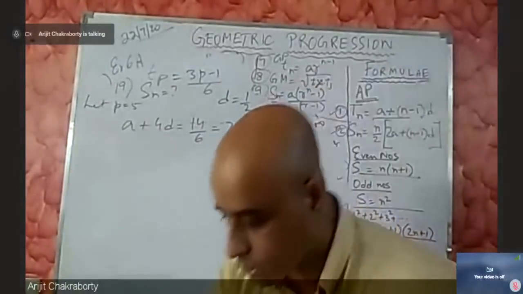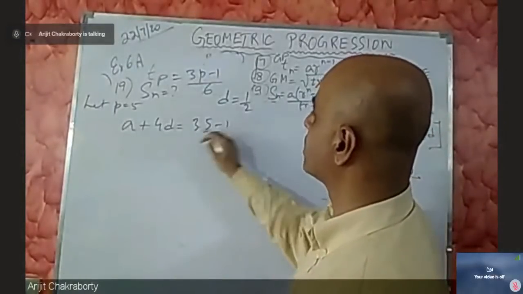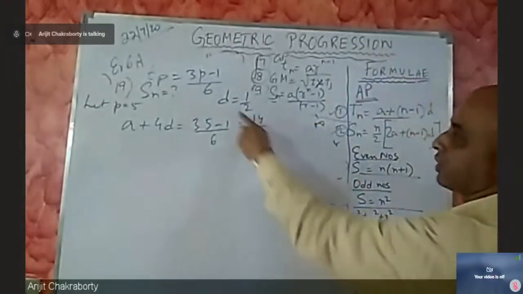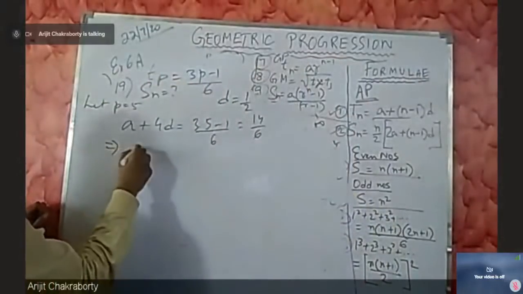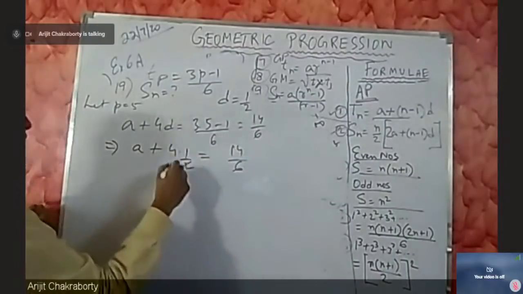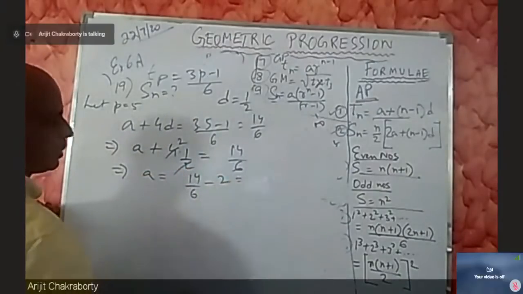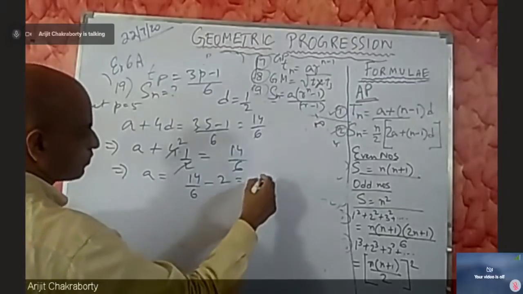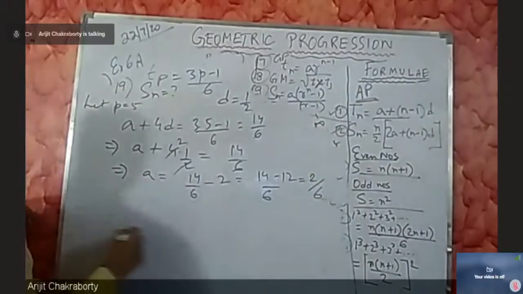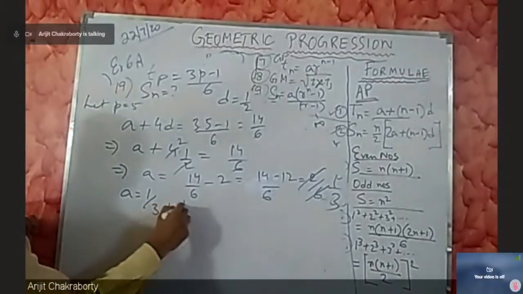A plus 4d. So just once again I will solve. A plus 4d equal to 3 into 5 minus 1 by 6, that is 14 by 6. And we have got d equal to half. So if I put d equal to half, I am getting a plus 4 into half equal to 14 by 6. This becomes 2. So a is 14 by 6 minus 2, that is 14 minus 12, which is 2 by 6. So a is equal to 2 by 6, which is 1 by 3. So a equal to 1 by 3 and d equal to half.